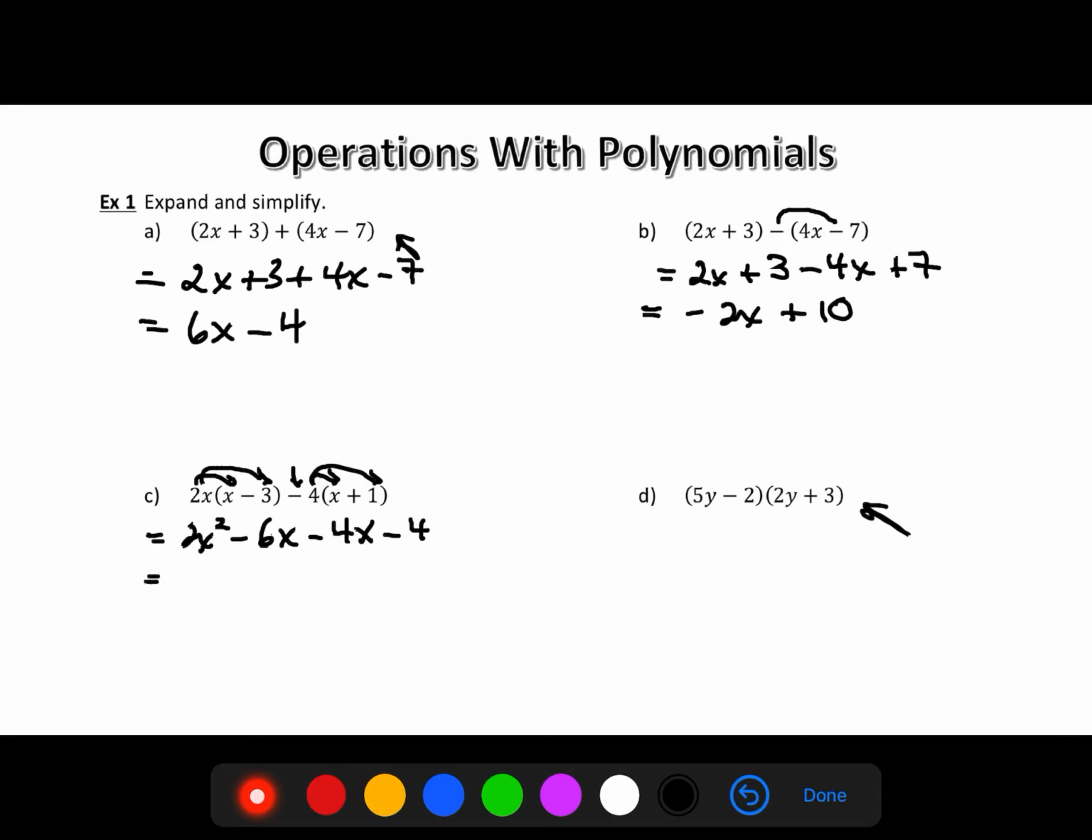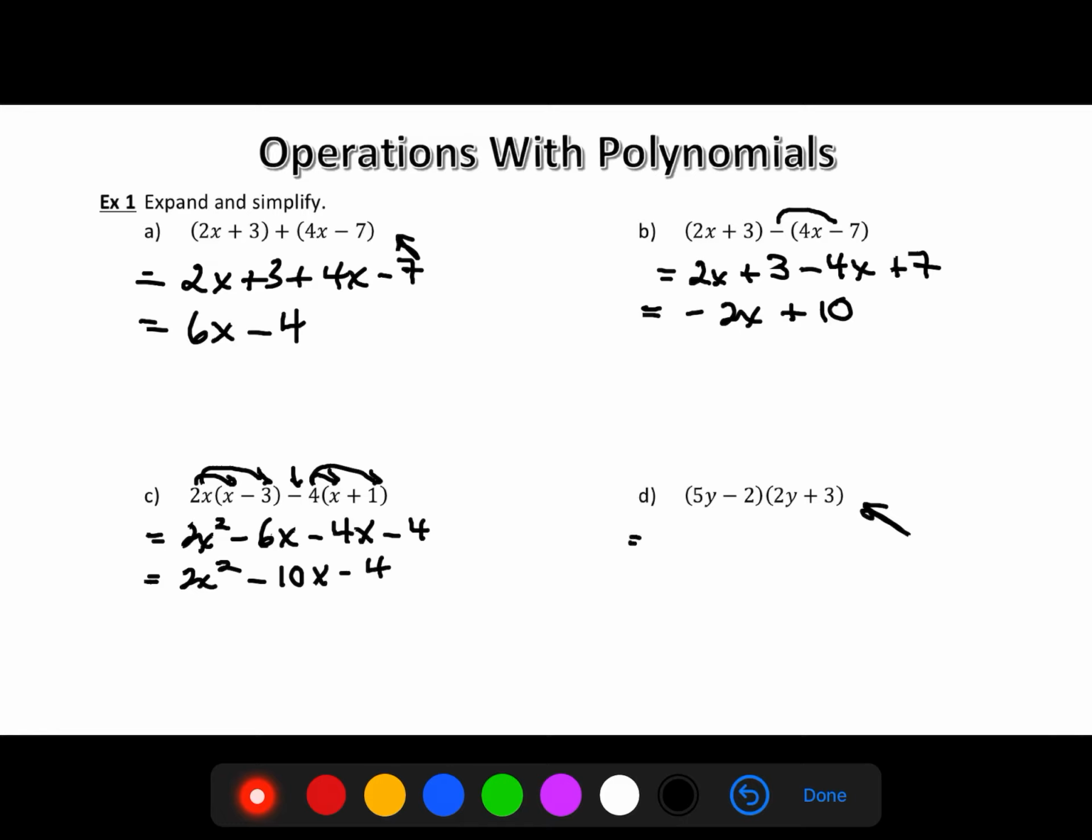Simplifying, like terms only, so we only have 2x squared, negative 6x minus 4x gives us negative 10x, and we only had a minus 4, so it stays exactly as it is. There are no other like terms.